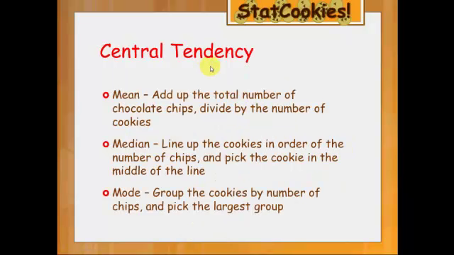Let's take a look at central tendency first. We have 3 different methods of measuring central tendency. The mean, which we use when we have numerical values, and we are going to see how to do this in detail with our cookies, the median, and the mode.